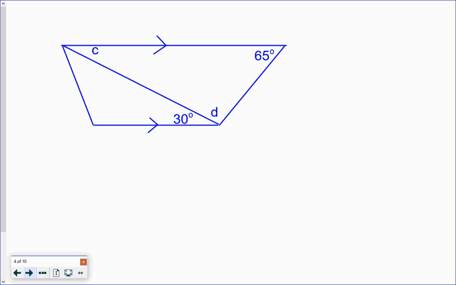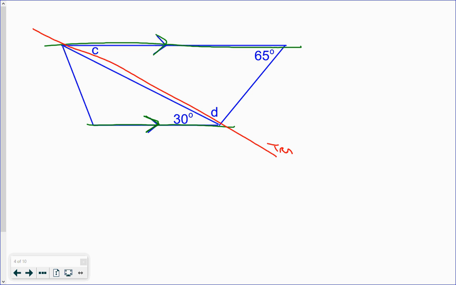So again, what these arrows here mean is that this line here and this line here are parallel to each other, which means that this line that's crossing them is the transversal. Okay? So what I would first do is see that this is 30 degrees and make my Z. See, I've got a Z there. So if this is 30, that means that that one is 30. That's the alternate interior angles.